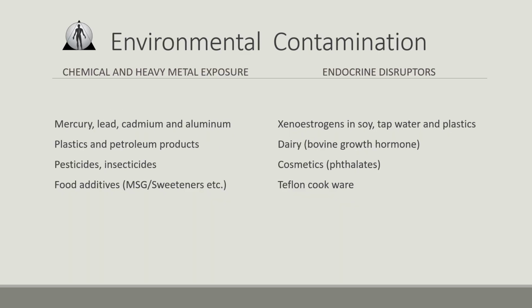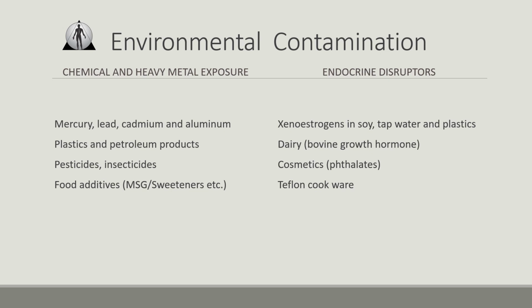Well, we probably should include environmental contaminants in this scenario as well, because this is becoming more prevalent as time goes by. Our society is more toxic now than it certainly was 20 years ago, so we're going to have more exposure to chemicals and heavy metals and what we refer to as endocrine disruptors. Chemicals and heavy metal exposure include mercury, lead, cadmium, and aluminum, but certainly also things that we might not think about: the chemical constituents of plastics and petroleum products.